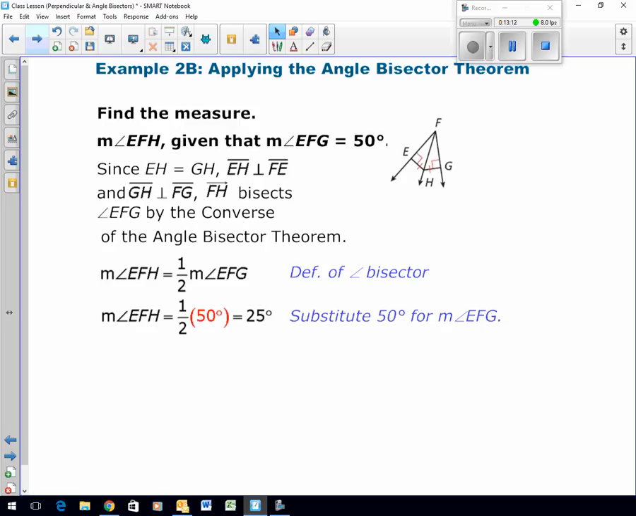Go to Mr. McCleary. Mr. McCleary, what does an angle bisector do? These are simple questions. What does an angle bisector do? Ms. Klein, what does an angle bisector do? It cuts an angle in half. So if the big angle is 50, how much is half of it?